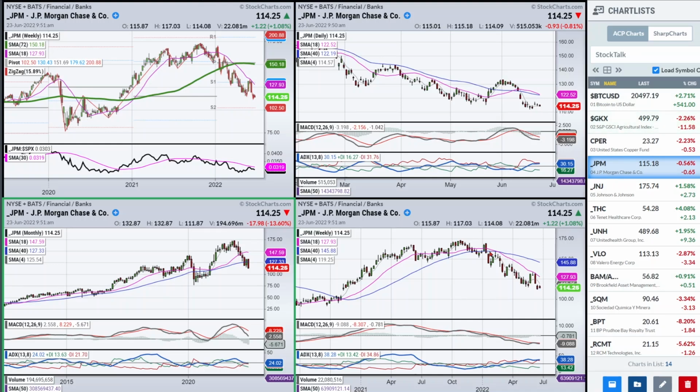We won't make a good low until we break the 18-week. So no rush on this. Again, if you want to try and play at short-term time frames for trades, that might be a play. But I'd like to see it get through the 18-week. And if it can do that, then maybe there's some room up towards the 18-month. But just be careful here because you are fighting the trend and you're fighting the relative performance as well.